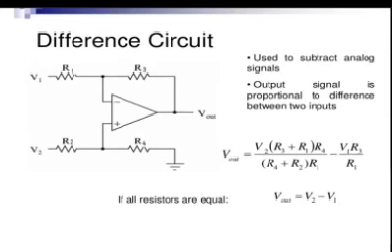So it is a difference circuit. A difference circuit means it will give the difference of the voltages. See the formula: V out is equal to V2 minus V1. V2 minus V1 is nothing but the voltage appearing across the inverting and the non-inverting terminals.